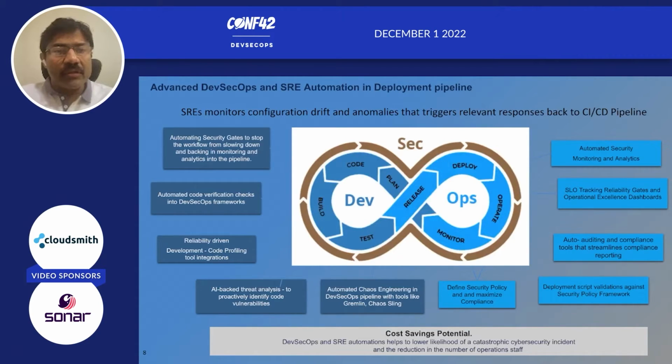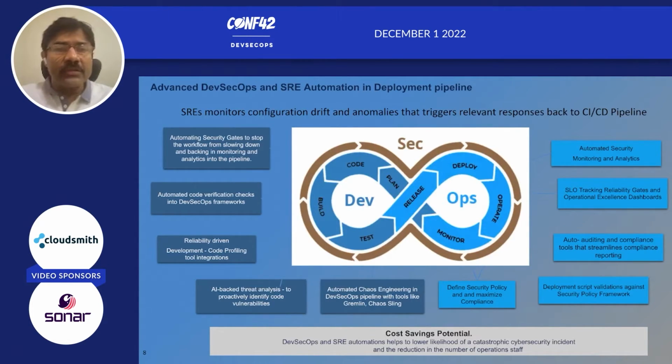And then you have to make sure the chaos engineering with respect to security experiments can also be integrated, which will give the automated DevSecOps pipeline with tools like Gremlin, ChaosLink, CloudStrike that can be used. So we'll provide more details in the case study about the ChaosLink.